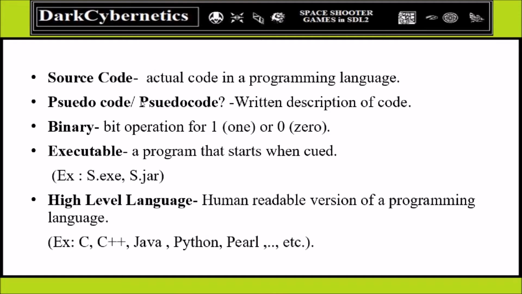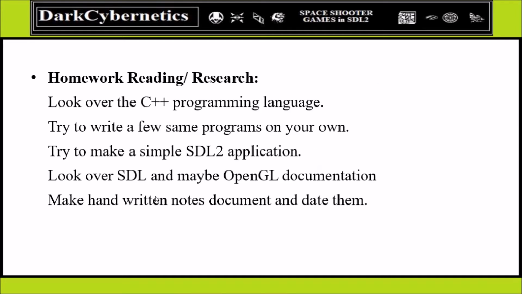Well, we're talking about the actual code. We mean the source code. All right, and we're talking about the written description. That's the pseudocode. And we're talking about binary operations. We're talking about 1 and 0. Our executables are .exe files, .jar files, right? And we are using a high-level language like Java, Perl, Python, okay, which may also be supported in SDL.